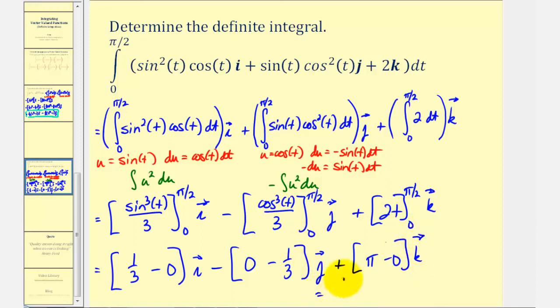So we're left with 1/3 i. This is minus negative 1/3 j, or plus 1/3 j, and then plus pi k.